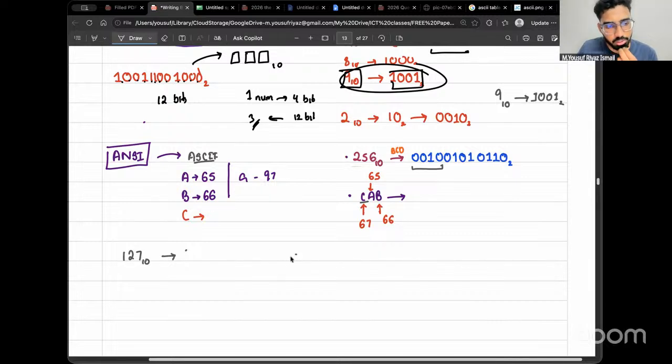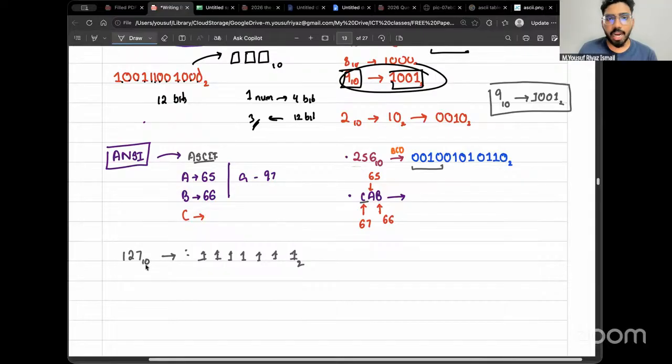64, 1, 2, 4, 8, 16, 32, 64, 128. If you convert 127 to binary, the answer will be 7 ones. So the largest number is 127 and all other numbers come below this. To represent 127, you need 7 bits. Just like how the largest number in decimal is 9 and we use 4 bits, in ASCII the largest value is 127.